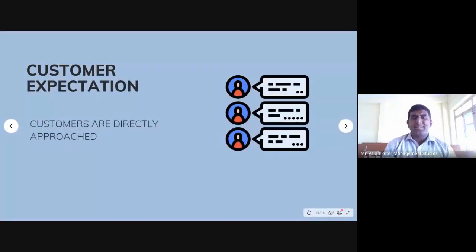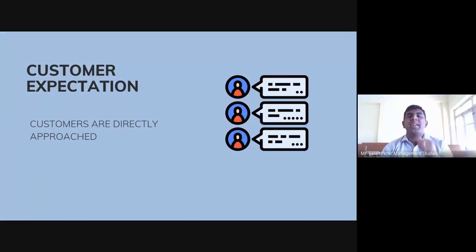Then the third type is customer expectation. Customer expectation is beautiful, because they will tell, sir, this product is not suitable for me. When you go to a textile showroom, maybe a shop which sells shirts or dresses, they will tell you, sir, this size is not fitting. If 10 people come and tell you the size is not fitting, you should make a decision. To my shop, people of this particular size are coming. Their demand is this. They will come and tell you, sir, please give me an orange color mobile.